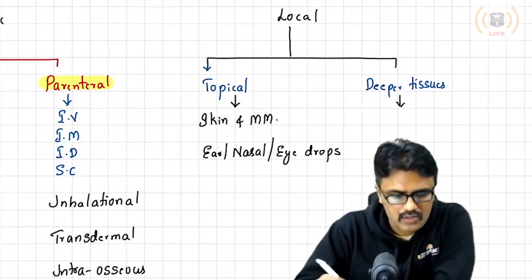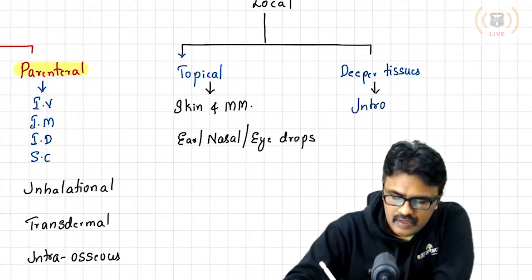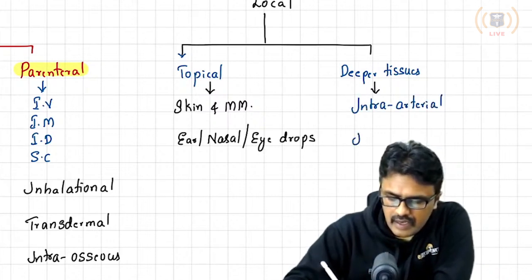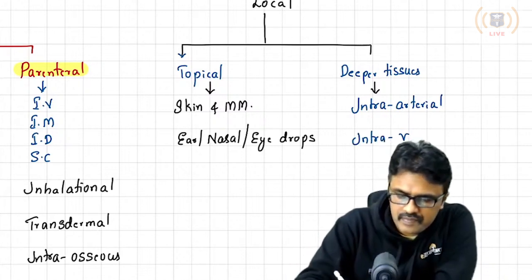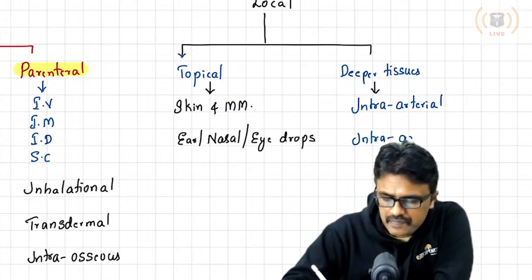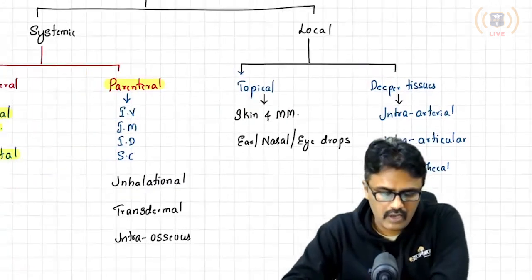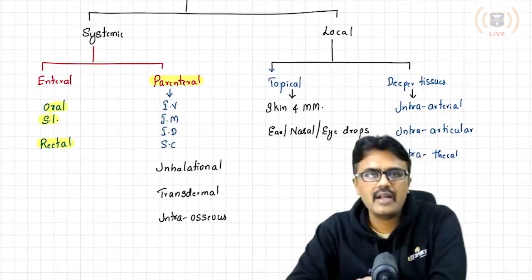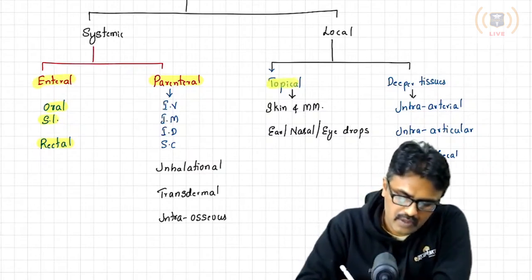Now deeper tissues, it is intra-arterial, then intra-articular, that is into the joint space, and intrathecal, that is into the spinal cord. So these are the various routes of drug administration. I will come to that later. Just write it down and you all know these things. I will tell you the absorption part later.